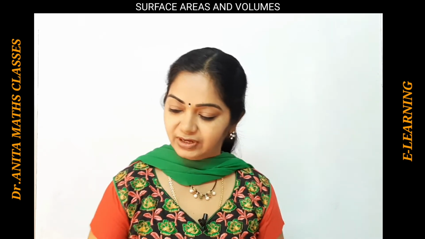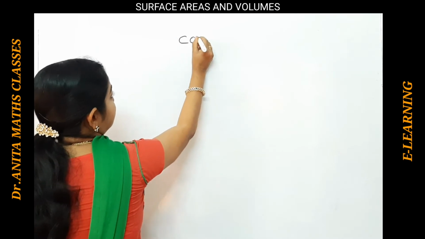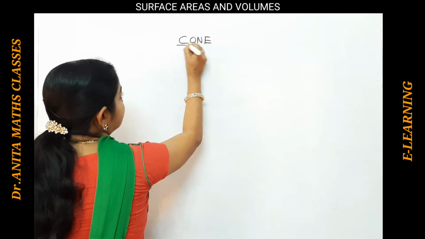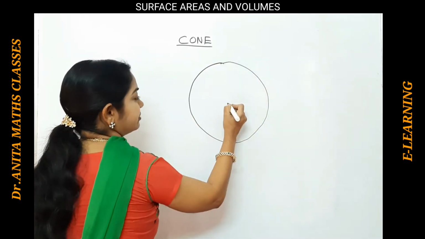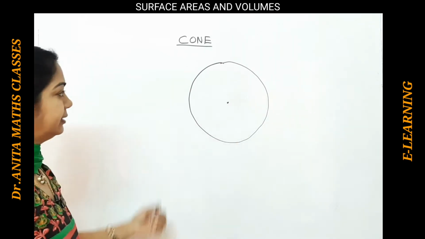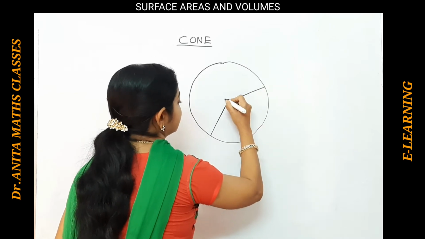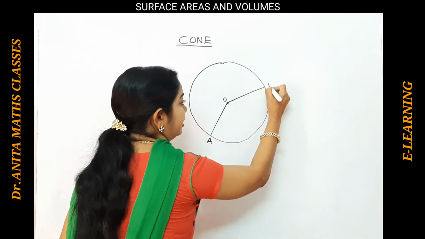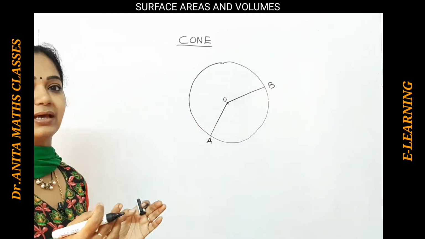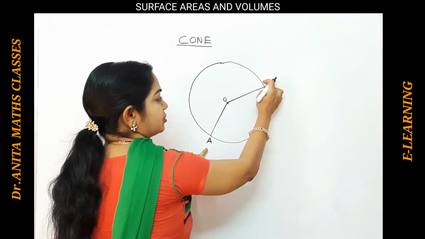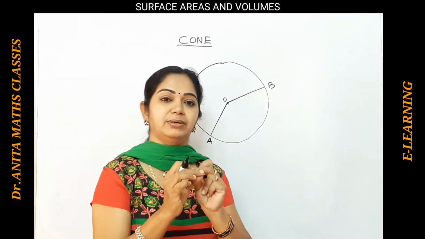Now today we will learn the concept of a cone. This is a three-dimensional figure. So if I take a circle of some radius, and if I take a part of the circle, if this is A and B, this is the radius. If I take a part of the circle, that forms a sector. If you join the two ends A and B, you will get a cone.